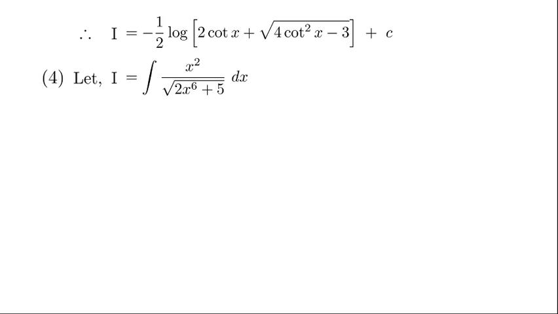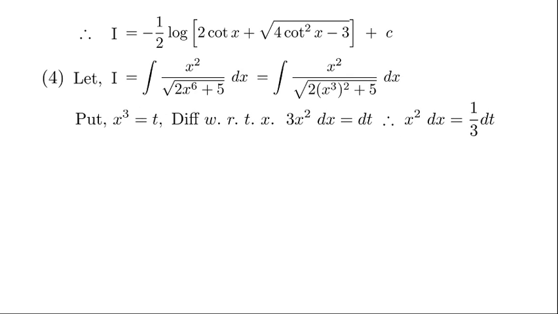So the numerator is x square, which is available in the derivative of x cube. So we write x raised to 6 as x cube whole square, and then put x cube equal to t. Differentiate with respect to x: 3x square dx equal to dt. Therefore x square dx is 1 by 3 dt. So the problem changes to integration of 1 upon root of 2t square plus 5 into 1 by 3 dt.